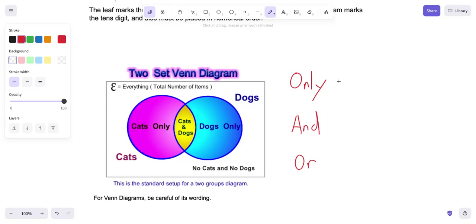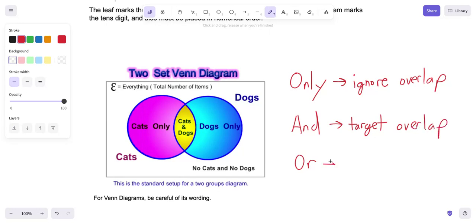Okay, so only means ignore the overlap. And means you want to target the overlap. And or means all inclusive, so all the circles added together.